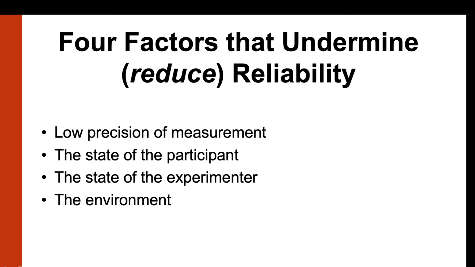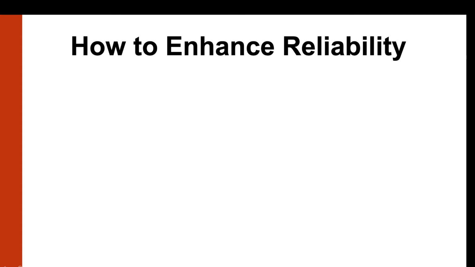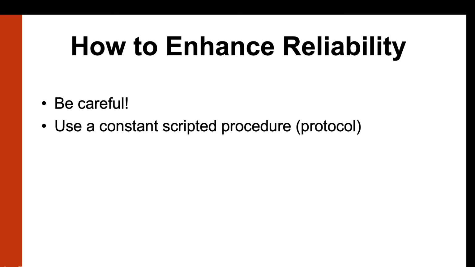Maybe you've scheduled them for an experiment at 5 o'clock on Friday and they just want to get in and get out, and being in the lab is the last place they want to be on a Friday. That's going to be something that can reduce or impact the reliability of your measurement. What are some things we can do to increase the reliability, reduce that error?